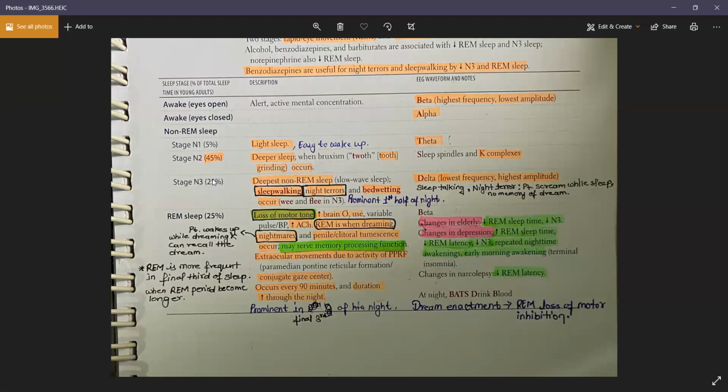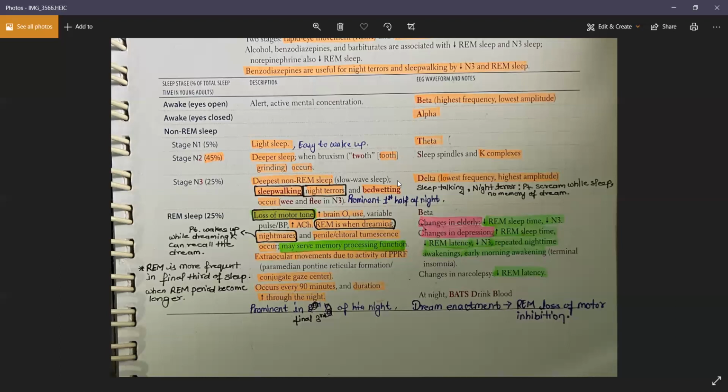Then you have the N3 sleep, which consists of about 25%. The night terrors, the sleepwalking, and the bedwetting occur in the N3 sleep. And please note, patients do not have any memory of this N3 stage. Whatever dream they saw in this N3 stage, whatever they do, the night terror, the sleepwalking, the bedwetting, they do not have any memory of these episodes.